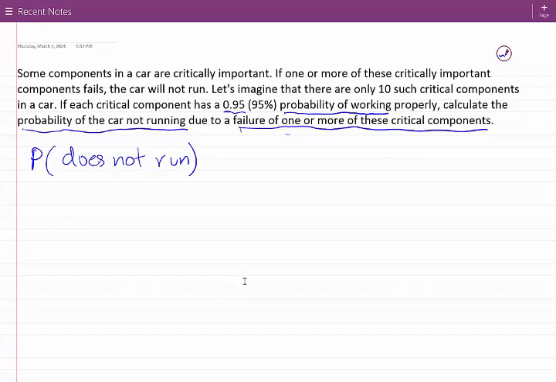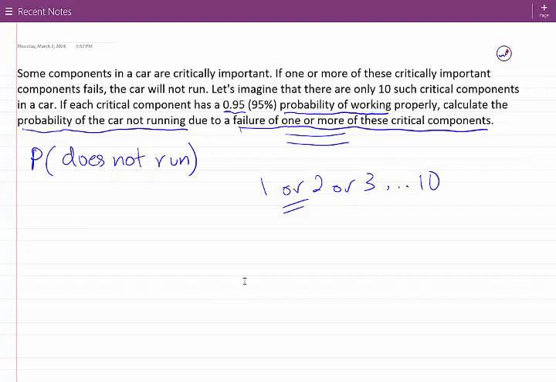So let's look at this phrase, one or more. We could say this another way, which could be advantageous to us. So one or more means either one or two or three fail, so on and so forth, all the way up to the possibility that 10 fail, right? And so there are many cases here, and that means many probabilities would have to be calculated to figure this out. And you'd have to add them all together, because these ors mean you would have to sum all those cases together, all the individual probabilities, to get the final total answer for all the ways that the car wouldn't run based on some of these or all of these components failing. That's hard, so we want to avoid doing that if we can.